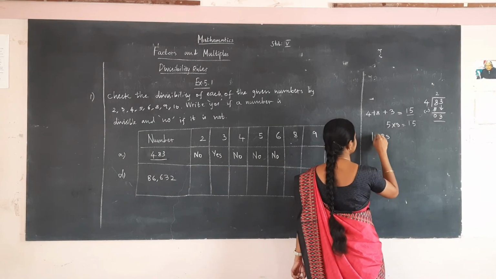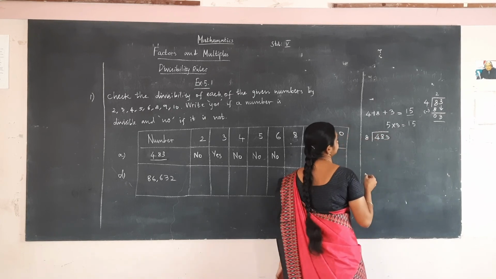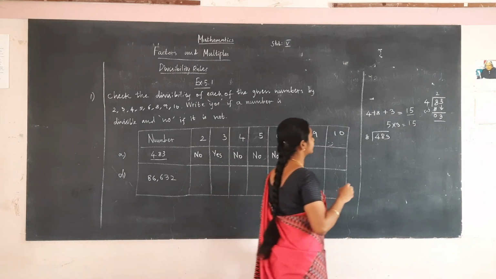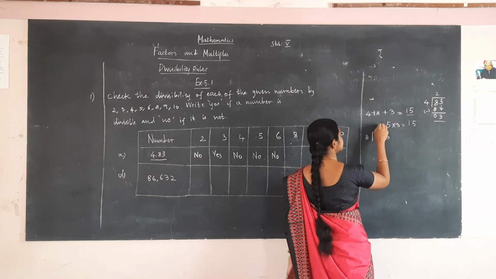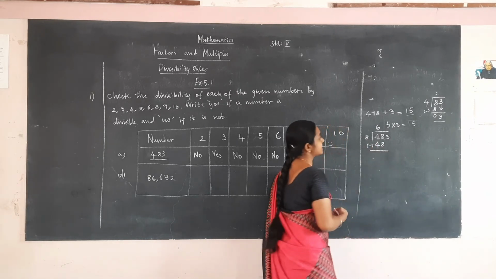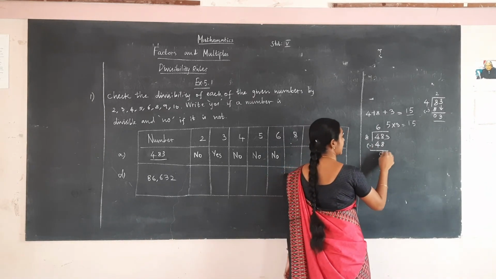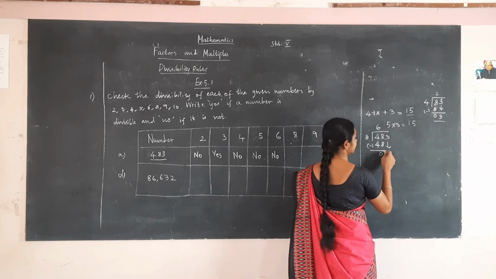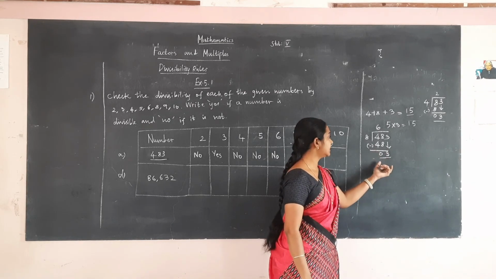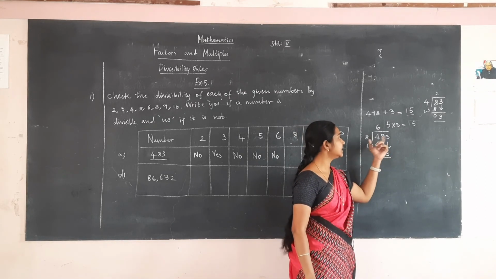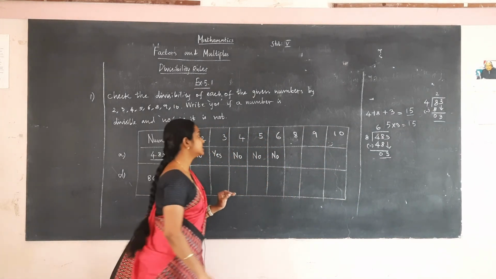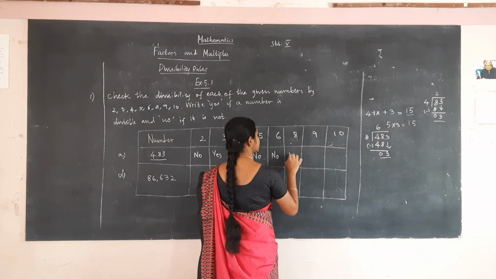483. We have to divide it by 8. We know that 6 into 8 is 48. When we subtract, we will get 0 and 3 will be remaining. We got 3 as remainder. The number 483 is not divisible by 8. So the number is not divisible by 8. So write no.